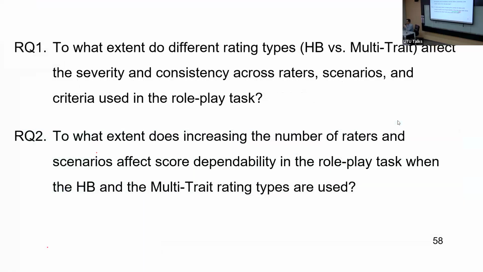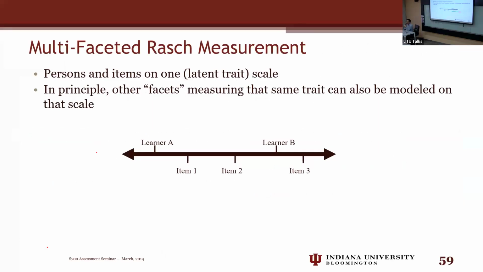So we came up with these two research questions. To what extent do different rating types affect severity and consistency across raters, scenarios, and criteria? And then the second question was: how many raters and how many scenarios would you need to achieve the minimum level of reliability in the role-play task? To address the first research question, we ran Rasch multifaceted Rasch measurement.